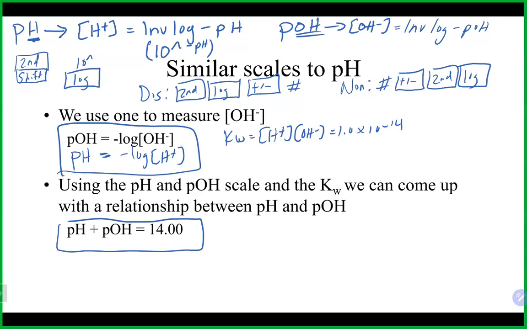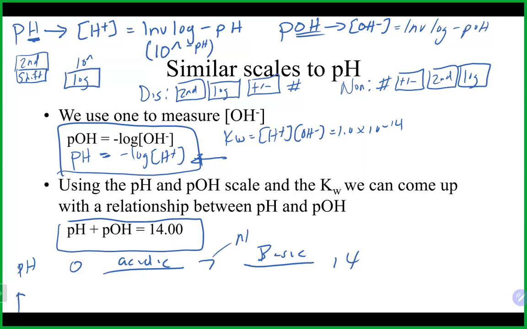So most people in their head have the pH scale in their head, which is what we saw earlier, 0, 7, 14, basic, acidic, neutral. pOH actually runs opposite, 0, 7, 14. Below 7 is actually basic. Above 7 is acidic. And it still is neutral at 7. So it does run opposite of each other.